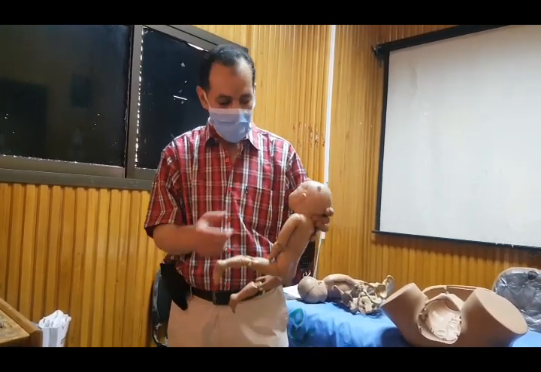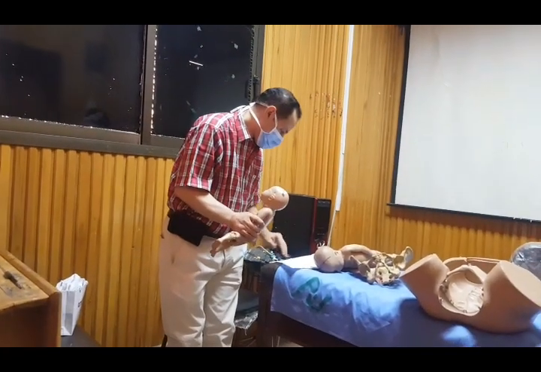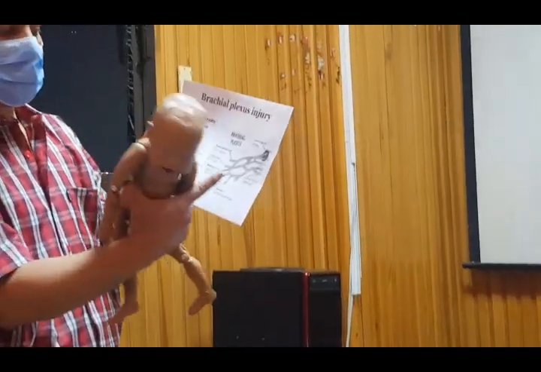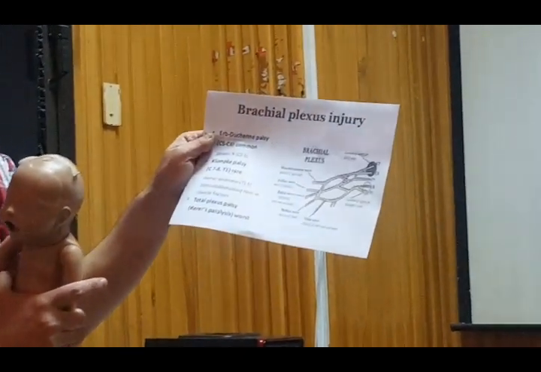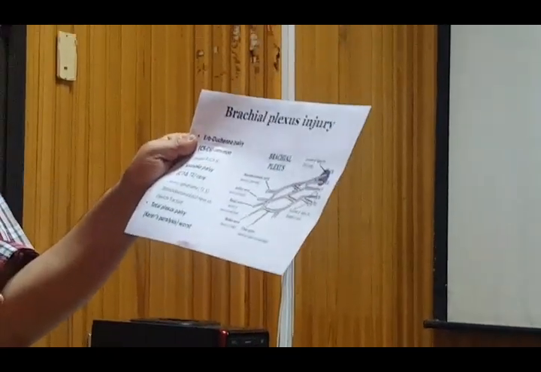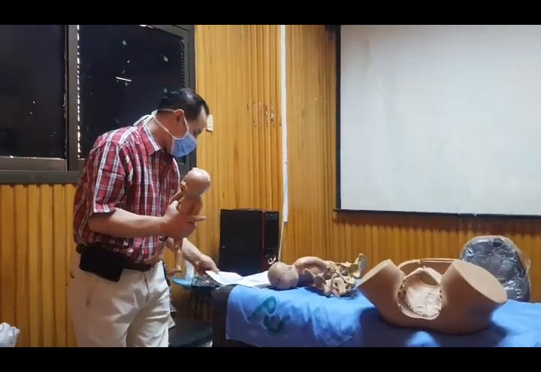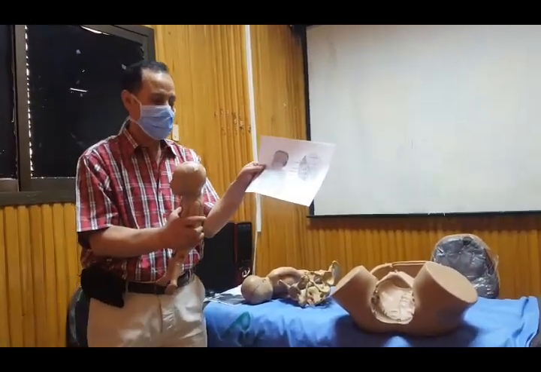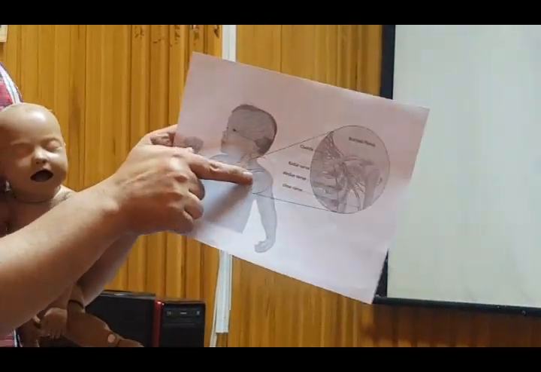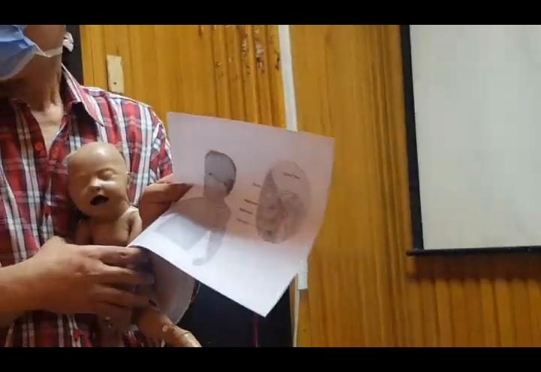This is the brachial plexus, and this is how it looks. This is the brachial plexus. These are the cervical roots 5, 6, 7, 8, and thoracic 1. Okay? And I want you to see this one. This is the anatomy of the brachial plexus here. As you see, the area between the neck and the shoulder. So how can the baby be injured?